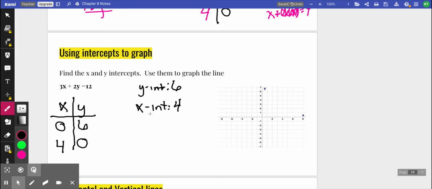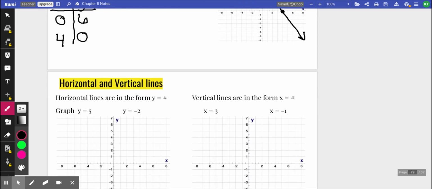All right, hopefully you were able to get 6 for your y-intercept and 4 for your x-intercept. And then if I go to graph these, I can graph these points, and I know that they're the intercepts. So the y is up here at 6, and the x-intercept is over here at 4. So I plot those on the axis, and then straight line. And there's the graph. Remember, we only need 2 points to graph our line, and today we're looking at using the intercepts to do that.